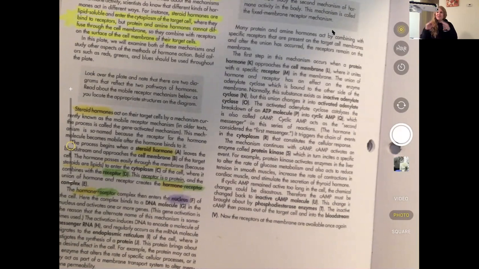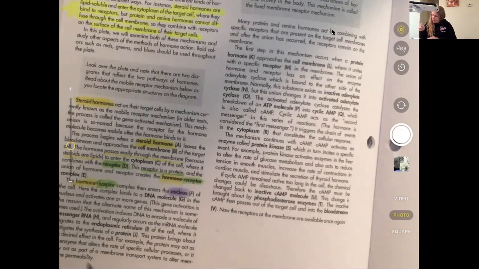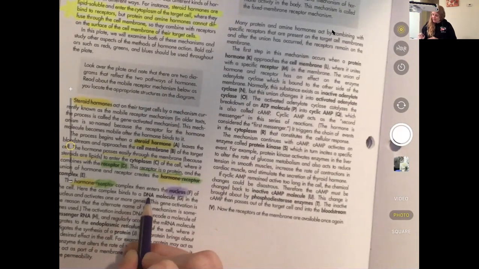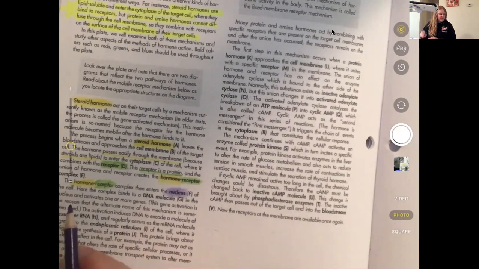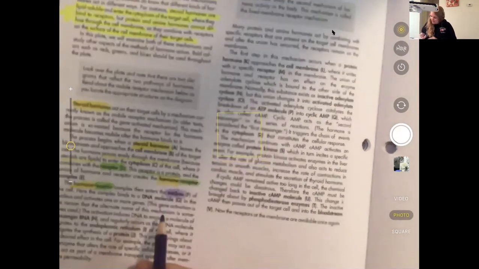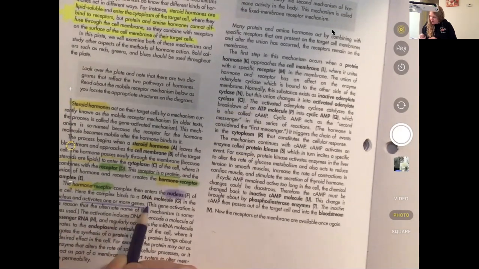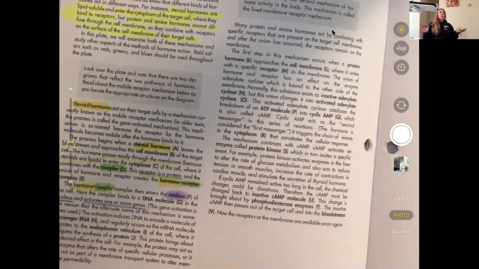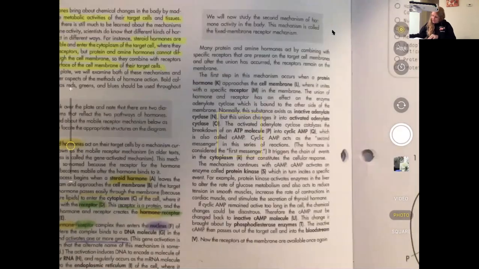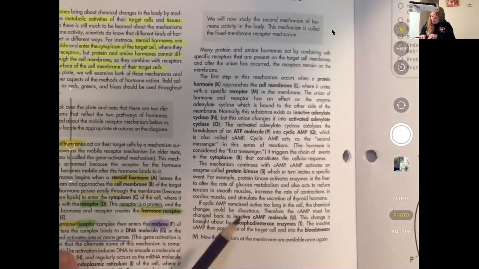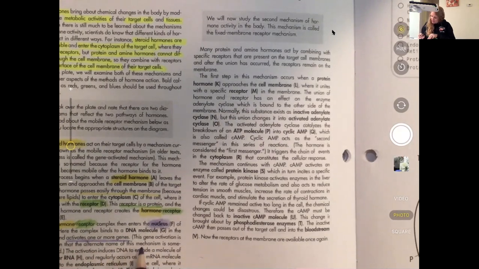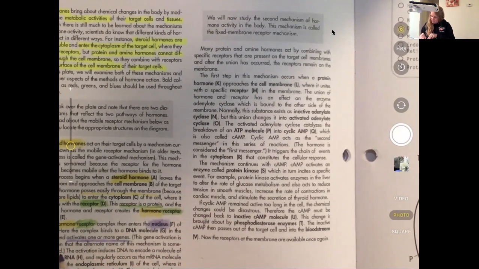And we know the nucleus is surrounded by a nuclear membrane and has nuclear pores. And so where DNA comes into play here is that this hormone receptor complex actually binds to the DNA in the nucleus, and it can activate one or more genes. Now, we're going to learn way more about this later in our gene expression unit. So this is just your first look at it. So this gene activation is the reason that the alternate name of this mechanism is sometimes used.